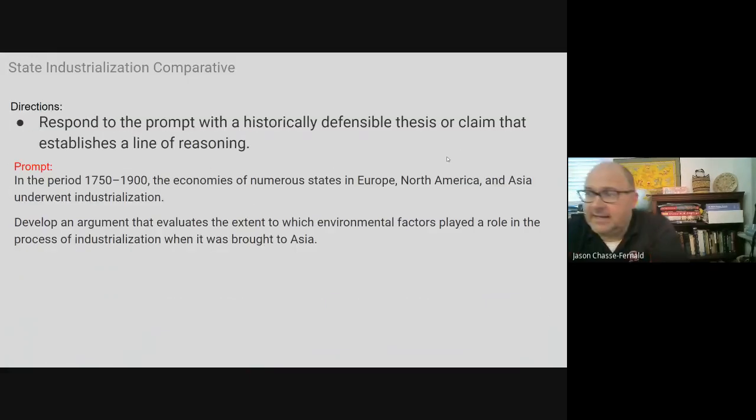All right, so we're starting class today by asking you to write a single sentence, or if you want to write a couple, you're more than welcome to. Respond to the prompt with a claim, with an assertion. So the prompt is this: in the period of 1750 to 1900, the economies of numerous states in Europe, North America, and Asia underwent industrialization. Develop an argument that evaluates the extent to which environmental factors played a role in the process of industrialization when it was brought to Asia.